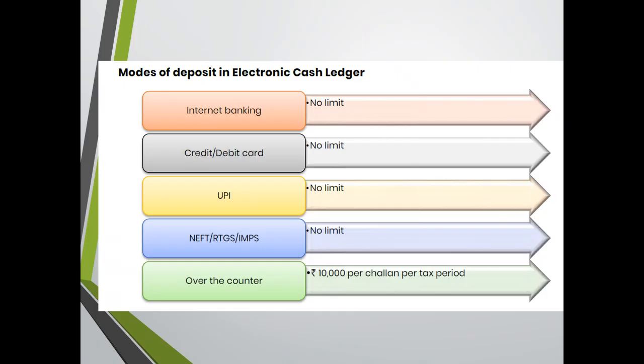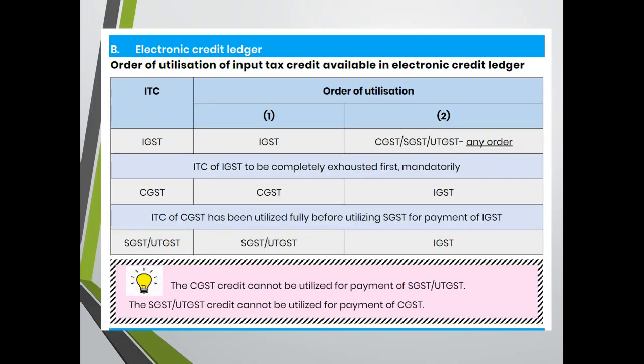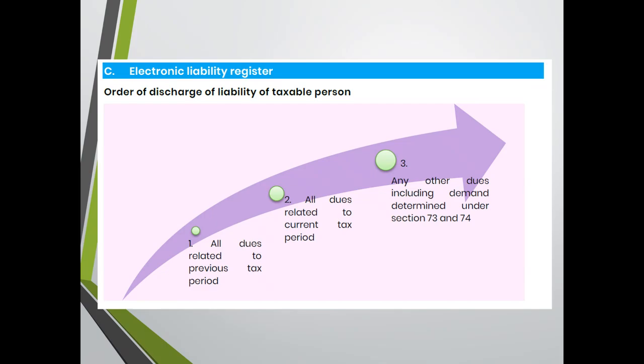The payment can be made through internet banking, debit card, credit card, UPI, NEFT, RTGS, IMPS, and also over the counter, where a limit of 10,000 rupees is there. And major and minor heads: under IGST, CGST, SGST, and cess are there. Various taxes, interest, penalty, fee, others were there. All those things we had already discussed. And that chronology, how to make that payment of GST, IGST through IGST, CGST, all these things we have already covered. Then in that electronic liability register, how to make the payment.